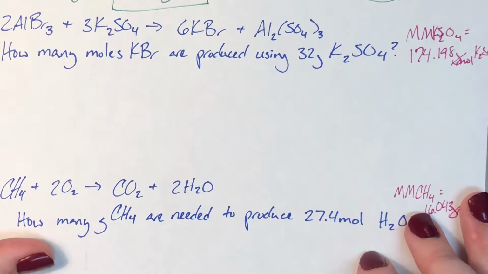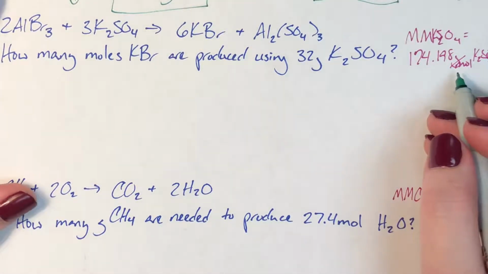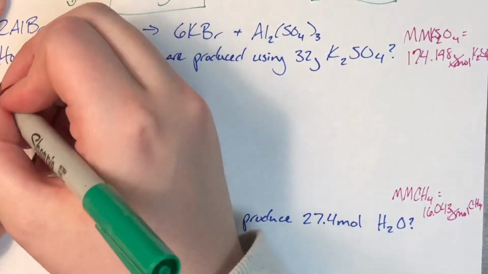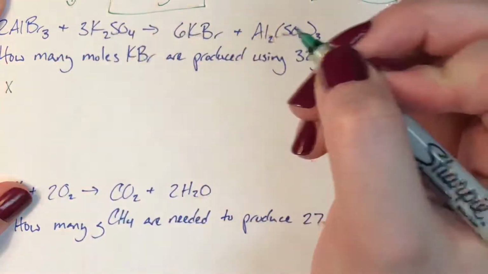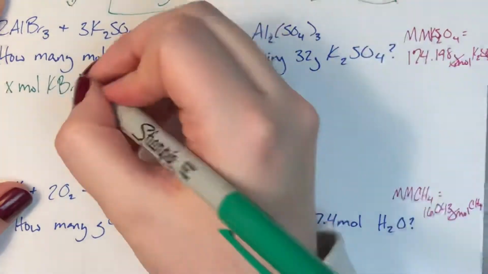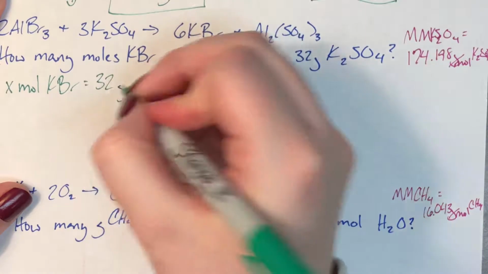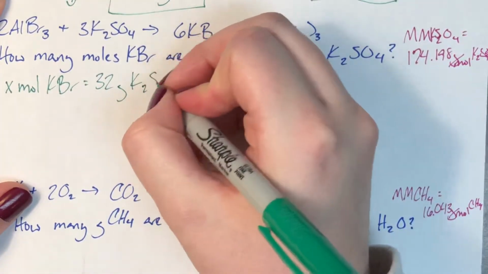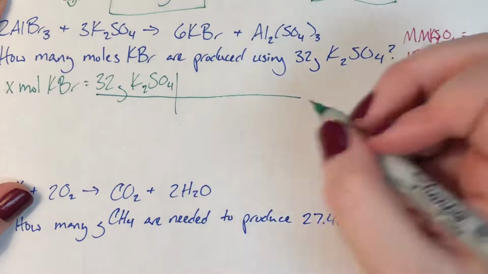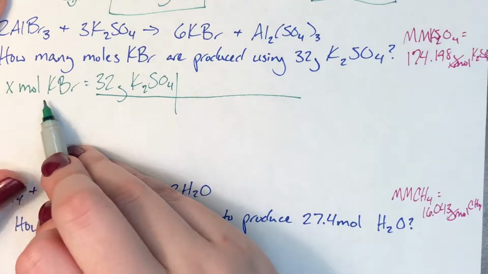Okay, my next problem, I again have a balanced chemical equation. I've already calculated the molar mass of the necessary compound, and we're going to see what we need to do. So it says how many moles of potassium bromide, so I'm going to turn that into X moles potassium bromide. I'm going to set it equal to the number given in the problem, so that's going to be 32 grams of potassium sulfate. And I'm going to set up my train tracks. Now I see that I'm currently in grams of potassium sulfate and I need to get to moles of potassium bromide.